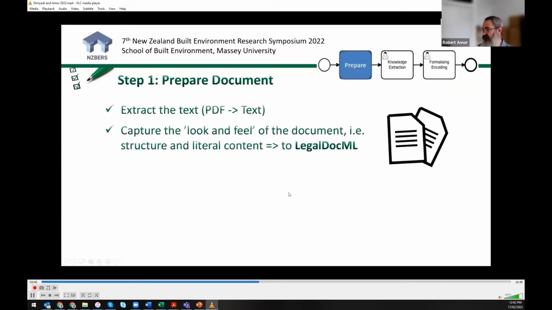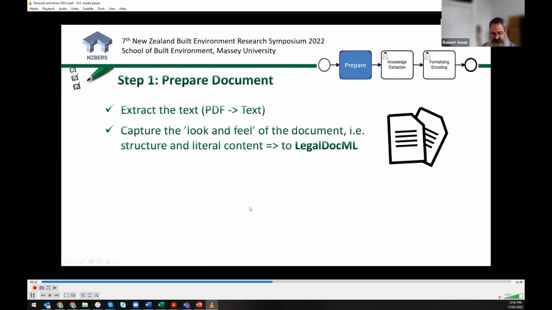So the first part of this process. We have documents which are typically in a PDF format, and we need to get the text out of them so that it can be processed by humans or by computers to get the rules that we need out of those.